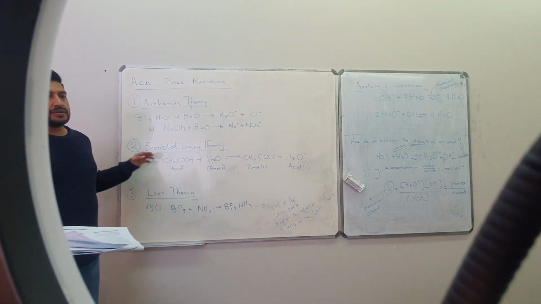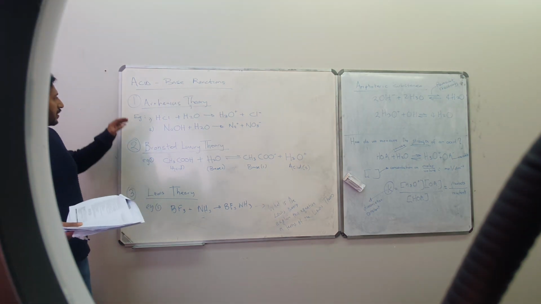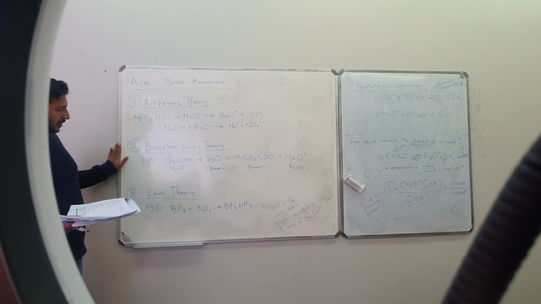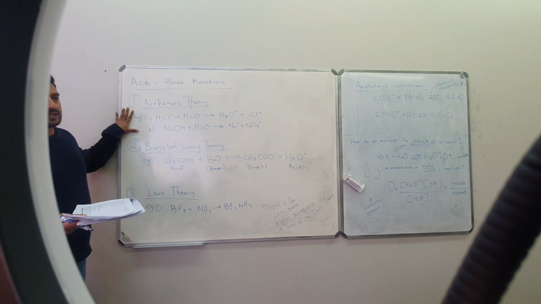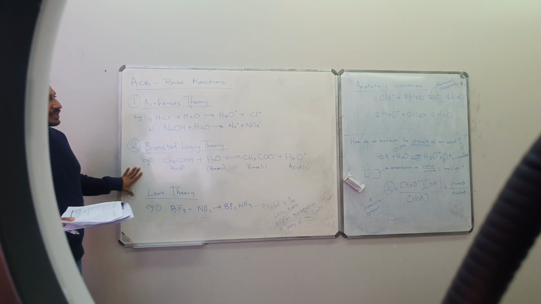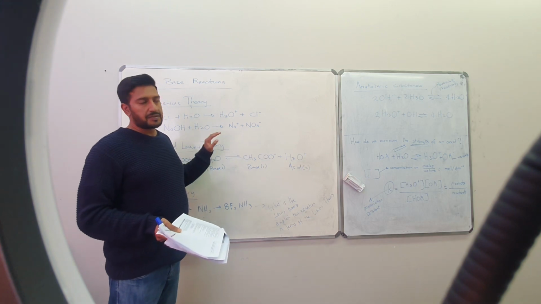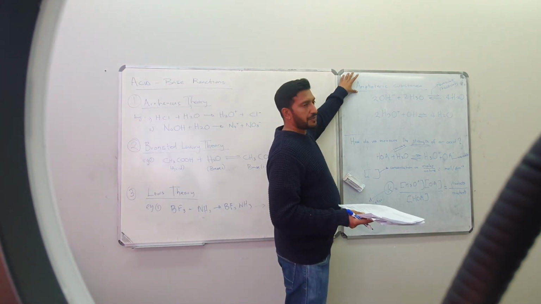Okay. Going back from yesterday's work, we learnt there's three different theories. The Arrhenius theory, the Brønsted-Lowry theory, and the Lewis theory. I've given you all examples of the reactions for each theory, and it's in your textbook. Then we look at amphoteric substances.